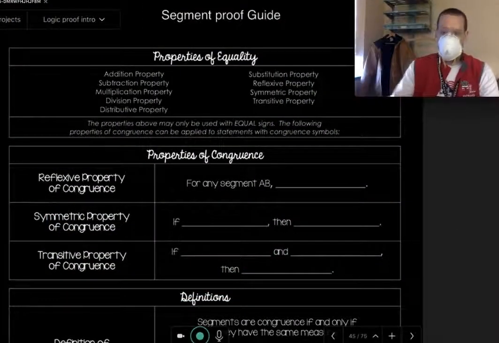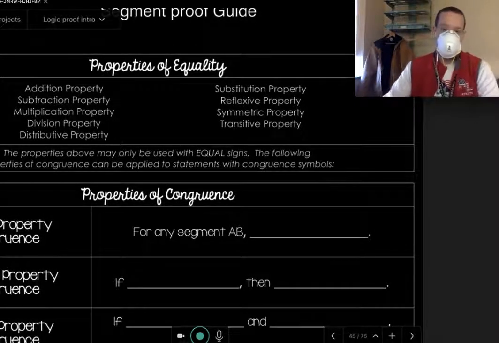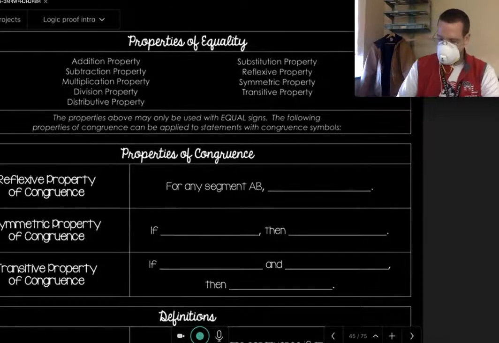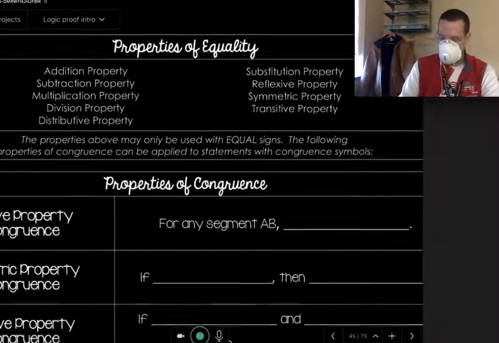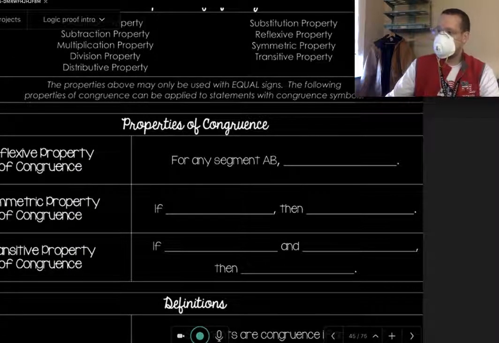And here we have, just as a reminder, our properties of equality. Those are what we've been working with. These can only be used when there is an equal sign. Whenever we have a congruent sign, we have different properties.